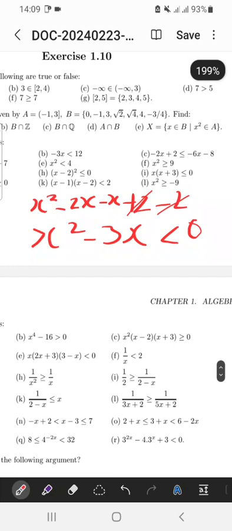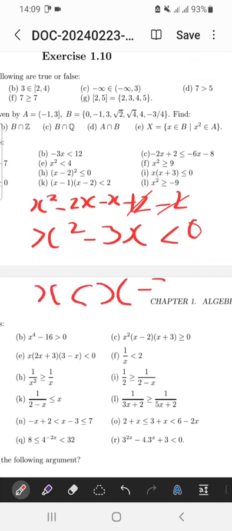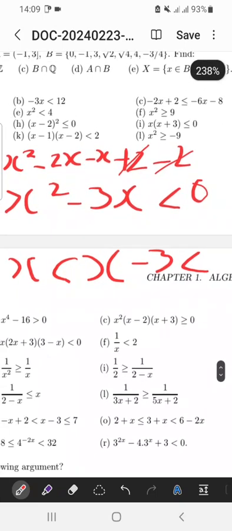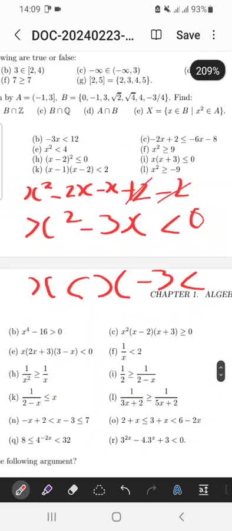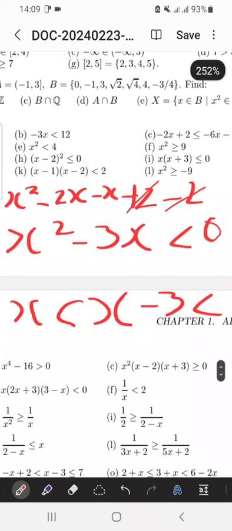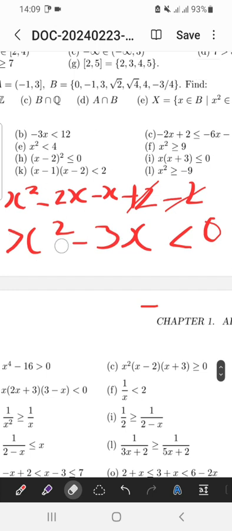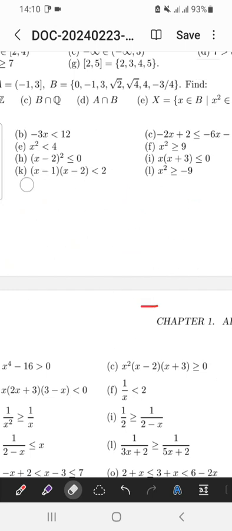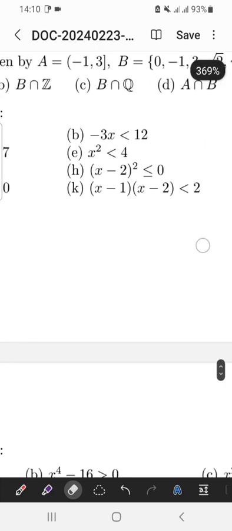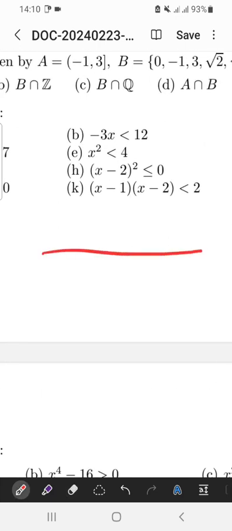So now take x out as a common factor. That's x times x minus 3 less than 0. So x equals 0 and x equals 3. So 0 and 3, okay? Now you've got the critical values, which are 0 and 3, right? So now put them on the number line. 0 will be here, 3 will be here.